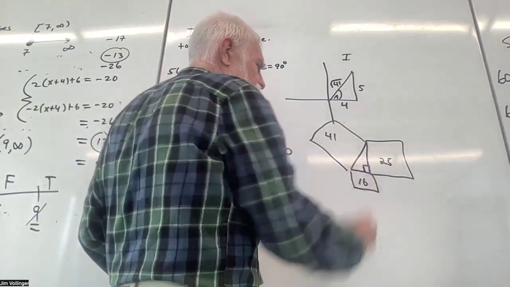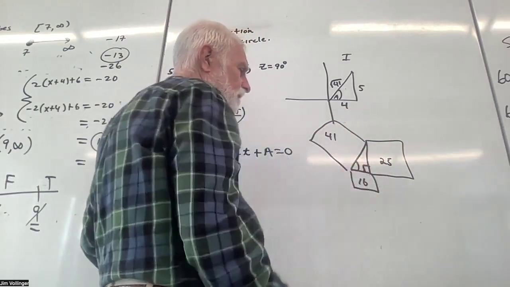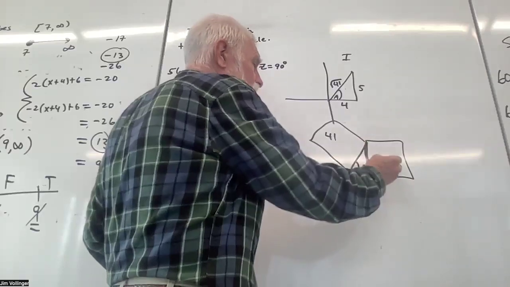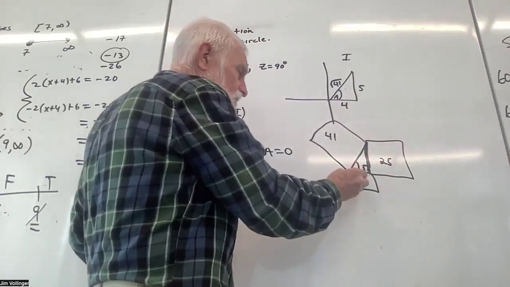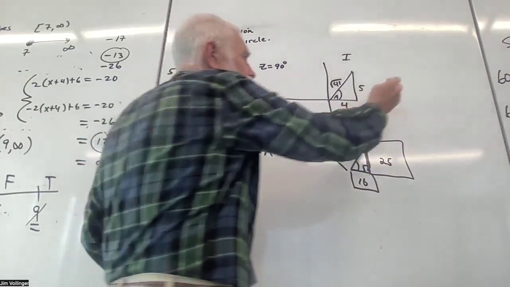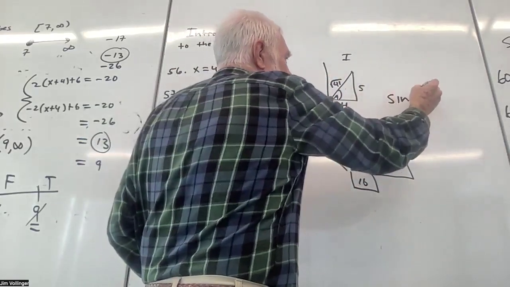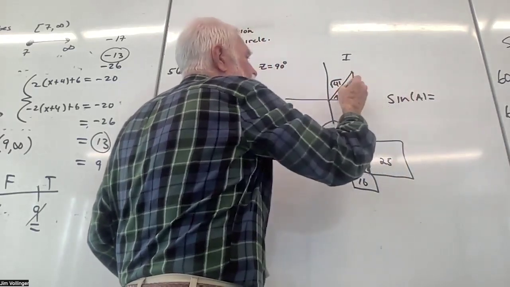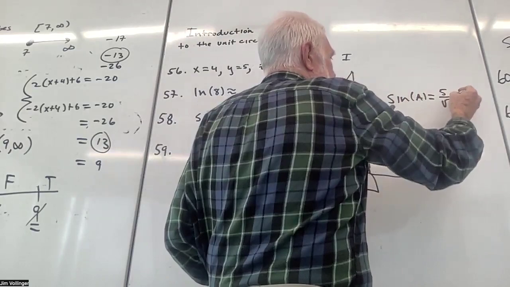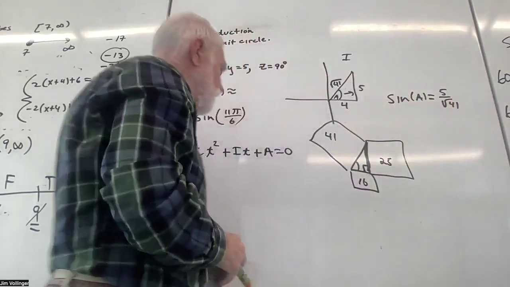All right, so there's 90 degrees. There's my angle A. The hypotenuse is the square root: square root of 25, 5, square root of 16, square root of 41. So the sine of angle A, we'll just stop there, is the opposite side divided by the hypotenuse. Okay? All right, so that one's done.